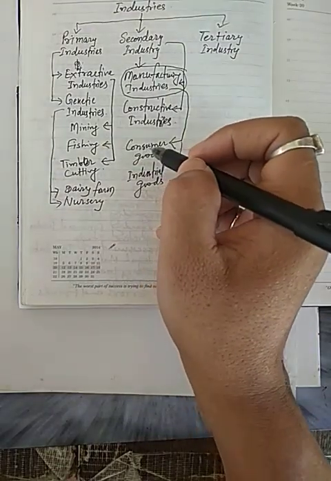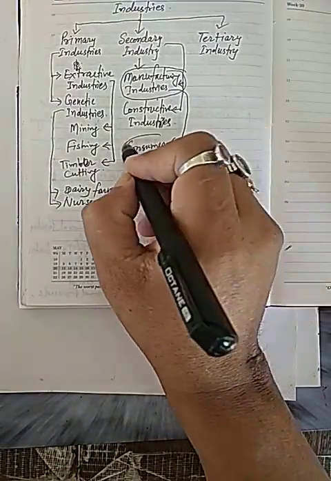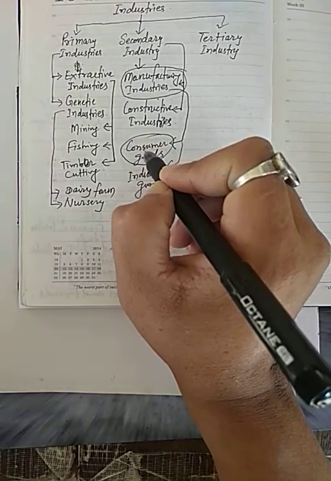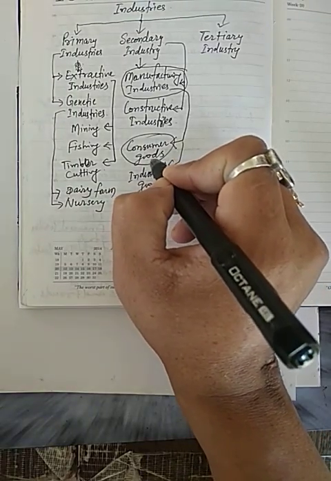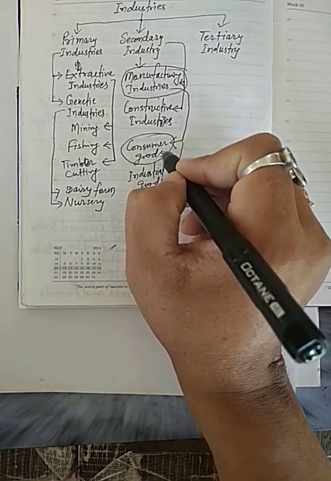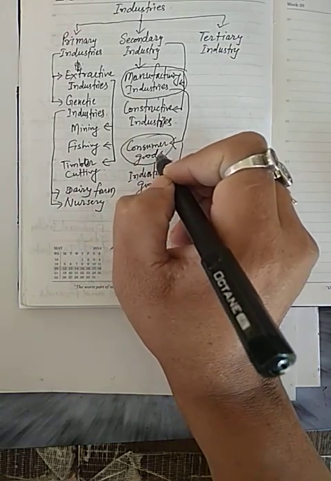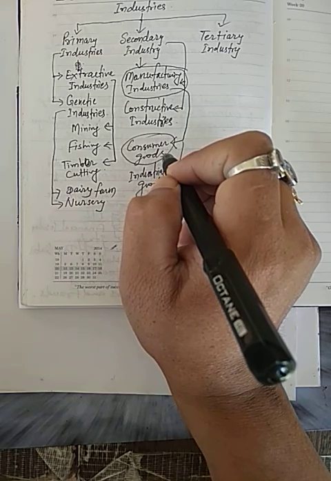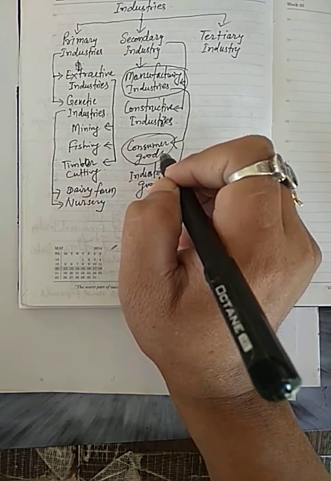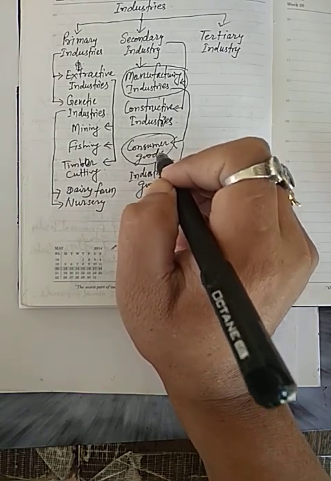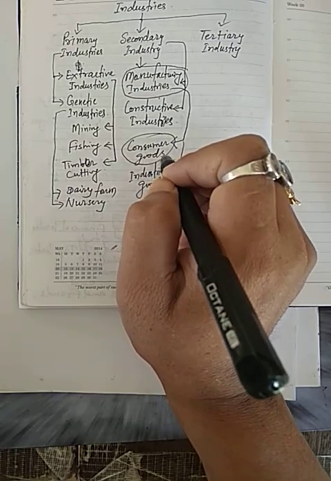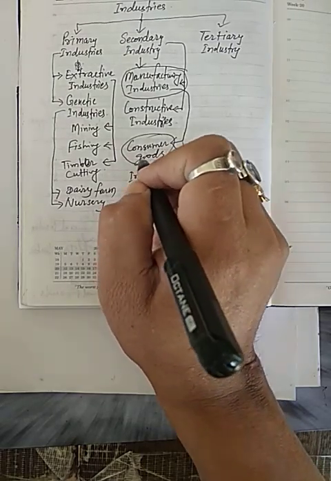Consumer goods means the goods which can be directly consumed by the consumer are known as consumer goods. The goods are used for day-to-day consumption. For example, cloth, oil, soap, bread, etc. are consumer goods.